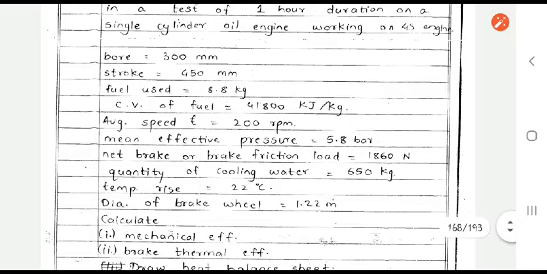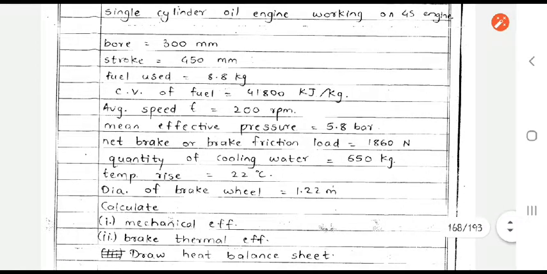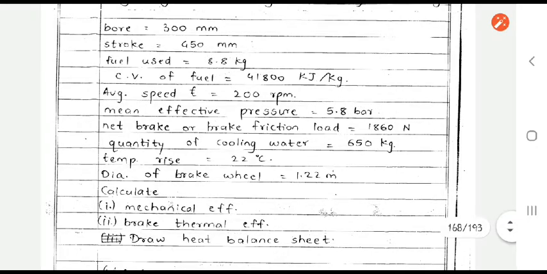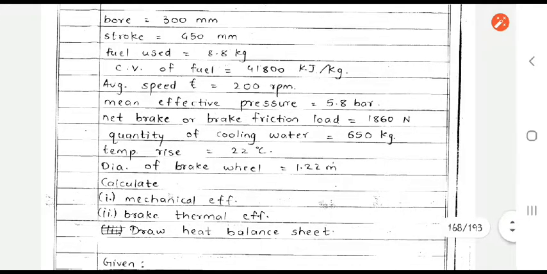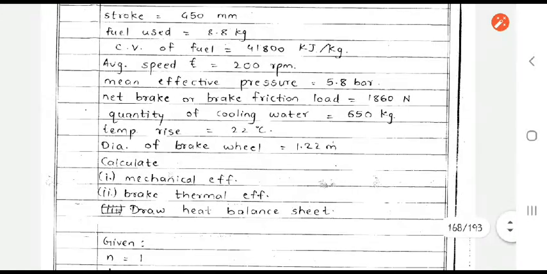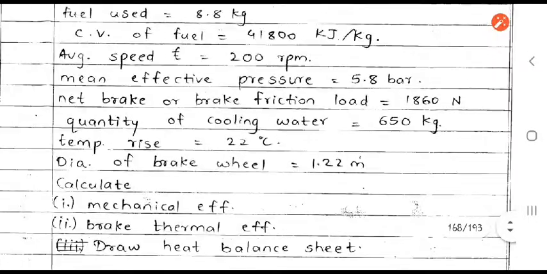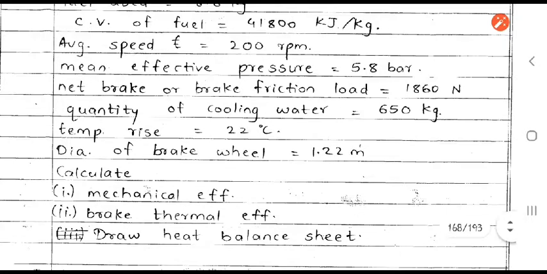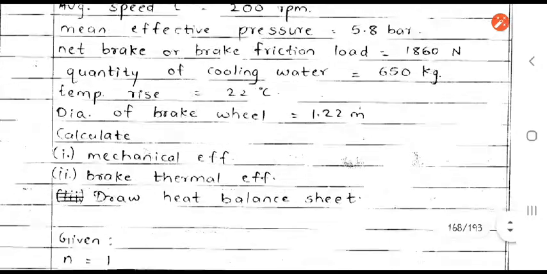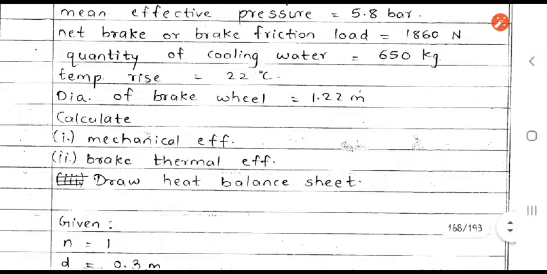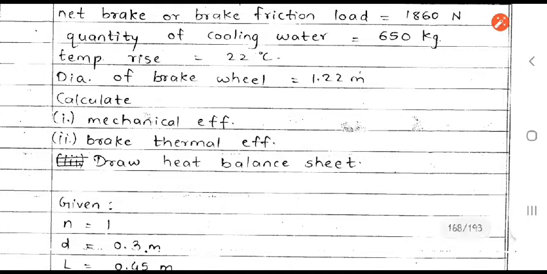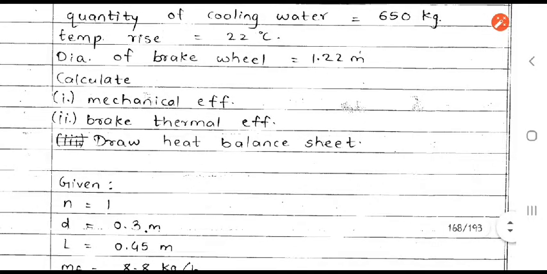Bore diameter is equal to 300 mm, stroke length is equal to 450 mm, fuel used is equal to 8.8 kg, calorific value of fuel is 41800 kJ per kg, average speed is equal to 200 rpm, mean effective pressure is equal to 5.8 bar, then net brake friction load is equal to 1860 Newton, quantity of cooling water is 650 kg, temperature rise is 22 degrees Celsius, diameter of brake wheel is 1.22 meter. Then we have to calculate mechanical efficiency, brake thermal efficiency, and finally we have to draw the heat balance sheet.